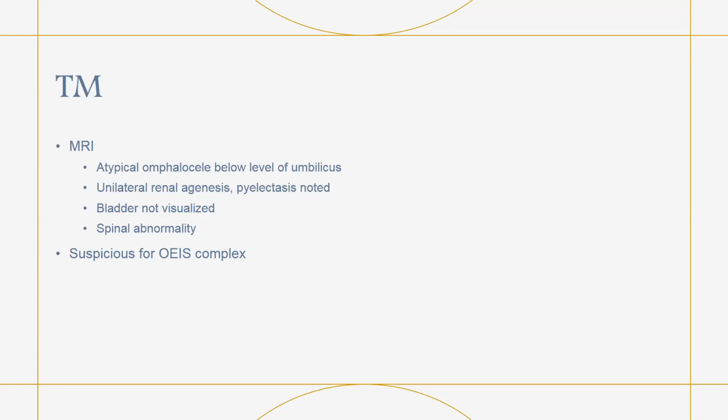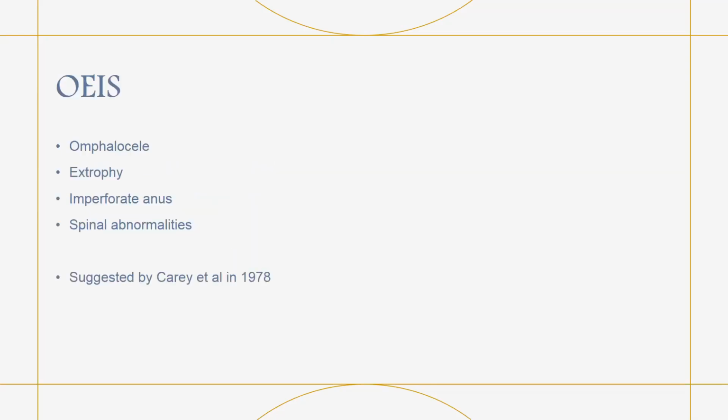It showed unilateral renal agenesis and the pyelectasis, which we had noted. The bladder was not able to be visualized, and of course they identified the spine as being abnormal as well and suspicious for an OEIS complex. And we'll go over what that is immediately right now.